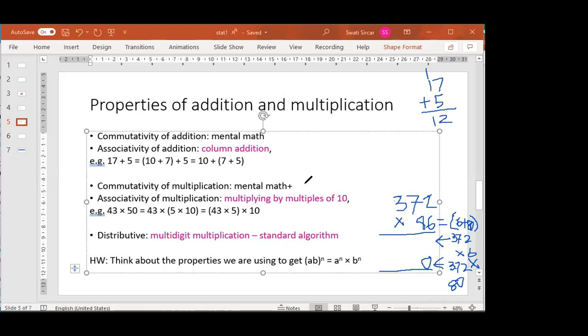What does (ab)^n expand out to? And then how can you get it to a^n times b^n? Think about which of these properties, commutative, associative, etc., you are using and maybe how many times. So that's the homework. Now, any question, comment, anything?